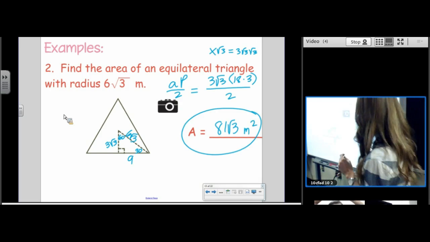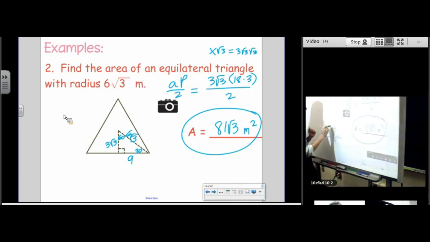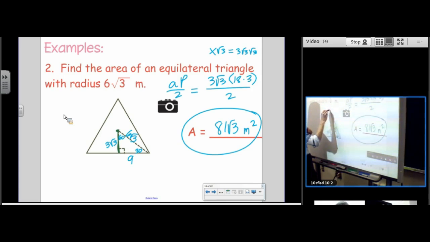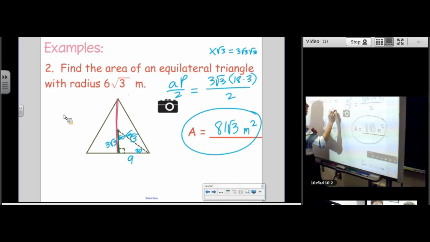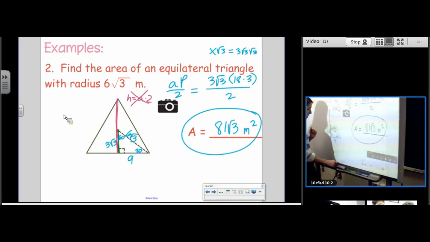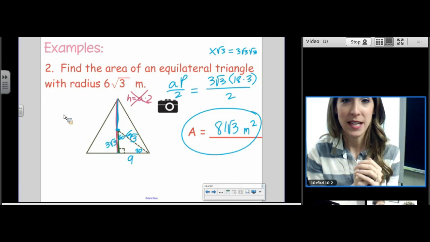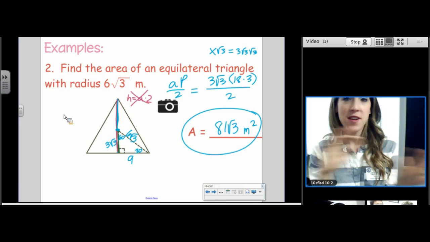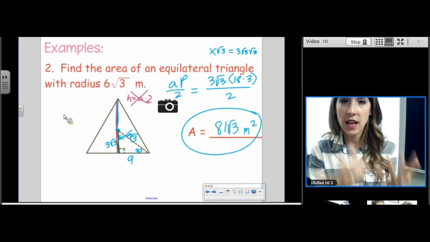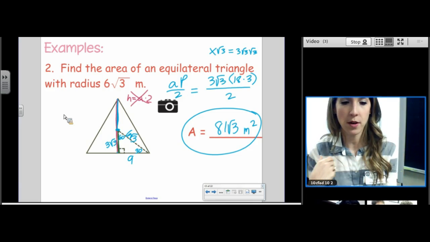Guys, let me show you something really quick because you're not the only one to assume this. This right here is the apothem. This is the height of the triangle. The height is not the apothem times 2. No, it's not. Because from here to here is a radius because it goes from center to angle, and this goes from center to side. So the height of an equilateral triangle is not 2 apothems. It's actually an apothem and a radius. So I would not do base times height divided by 2 if you're given the radius. You have to do apothem times perimeter divided by 2.